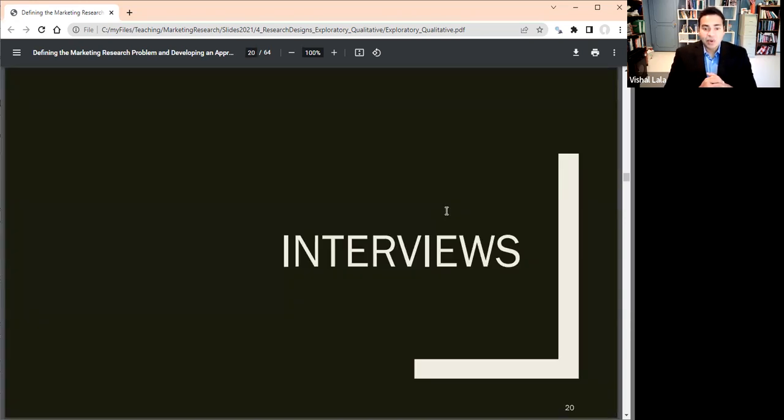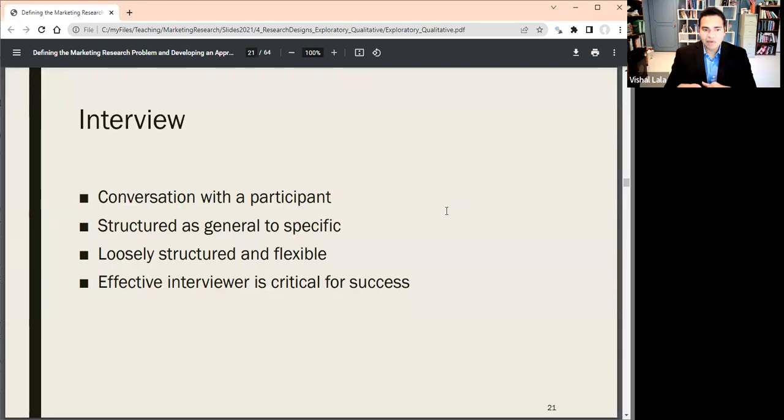Interviews, or what are also called depth interviews, are another qualitative technique that is commonly used. With interviews, the goal is to have a conversation with a participant in a one-on-one environment. So the researcher literally has a conversation with the participant, maybe in a room or in a mall, which would then be a mall interview. The format can be anywhere from structured to general. It can vary from being loosely structured to being flexible.